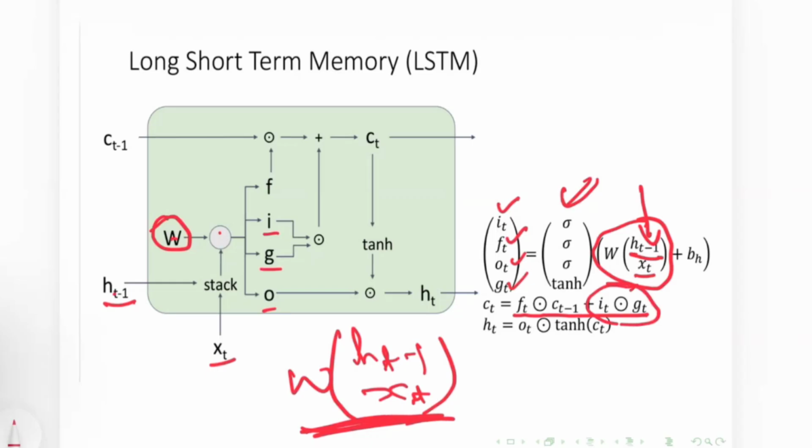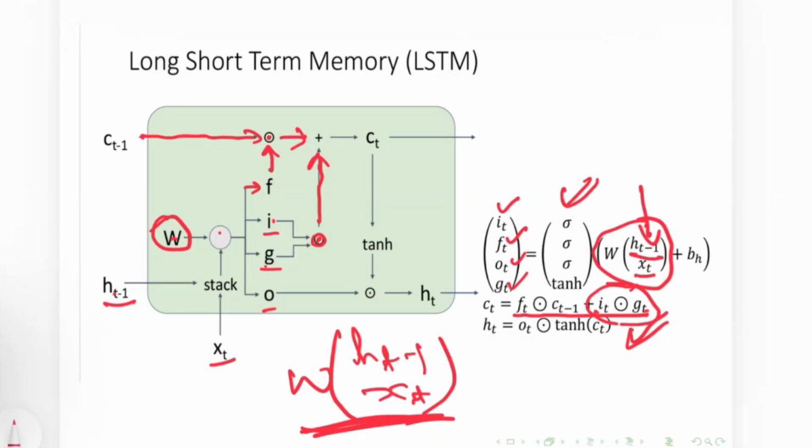So I and G, that is i_t into g_t, do the element-wise multiplication here. So I into G will give you this second part. For the first part, you need C_{t-1} from the previous state, and then F from this state. So F from here, this F, is getting multiplied here. Then element-wise multiplication, and this is the first term.